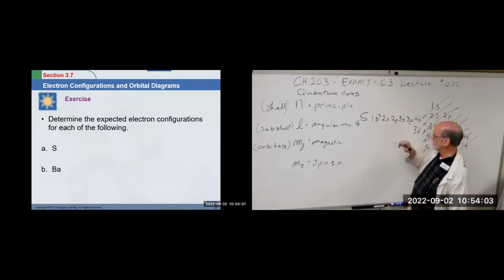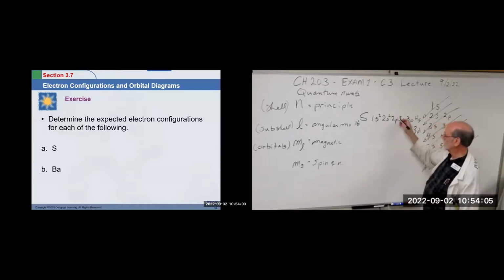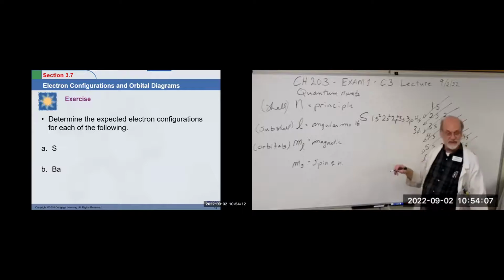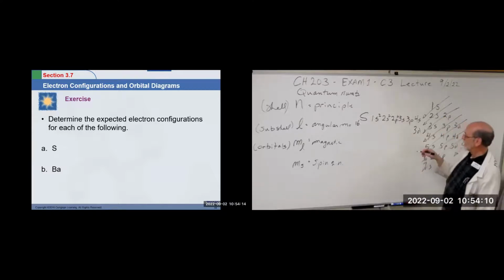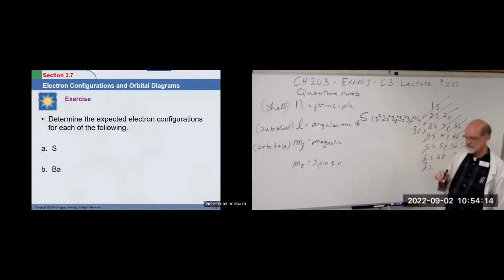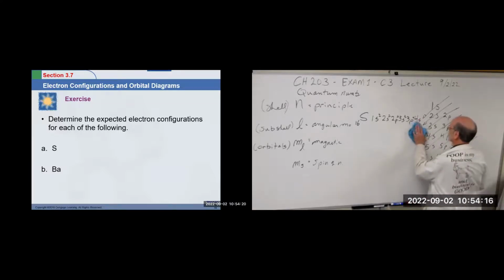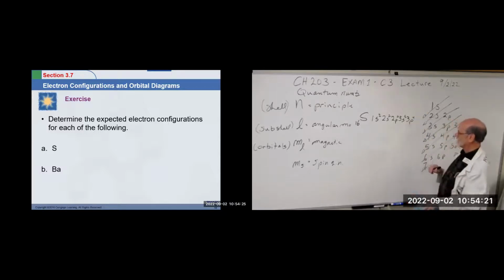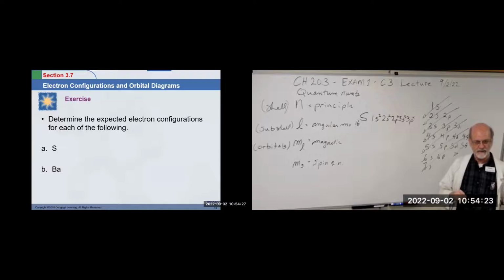So we put 2 here, right? We can put 2 there, maximum. We can put 6 there. So we got 10 so far, right? Okay, we got 6 left over. There's 2, 6. So we don't need this one, and we don't need that one. So that's sulfur. Okay.